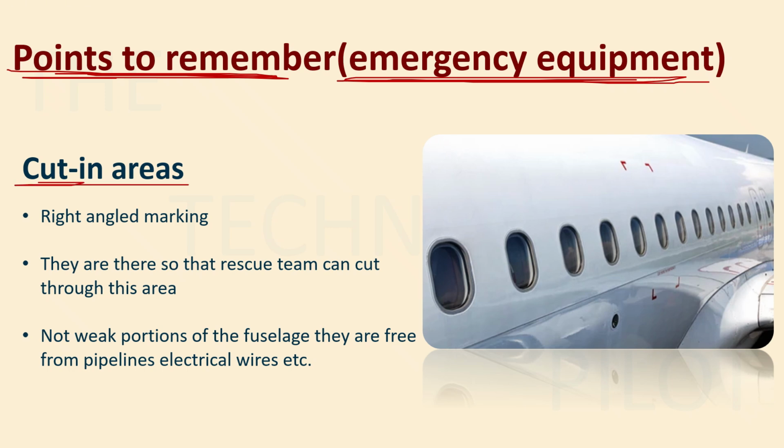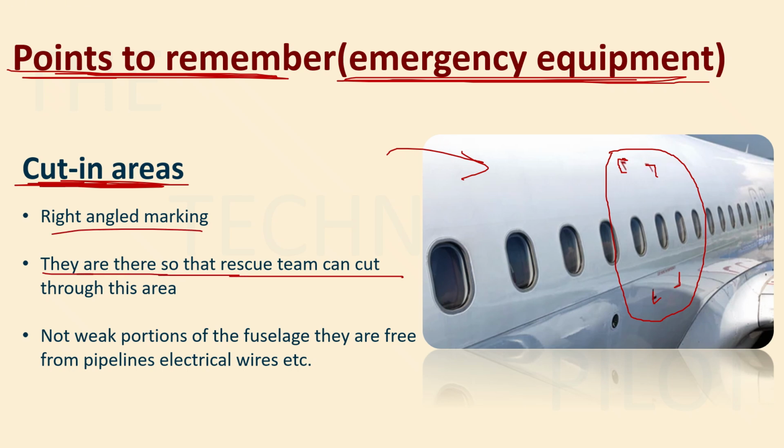Firstly, we have the cut-in areas. There are some areas that are marked on the fuselage like this. You can see the right-angled shape over here. These are your cut-in areas. They are marked right-angled like this, right? And they are there so that the rescue team can cut through these areas from outside, in case they need to get in the aircraft to save people, obviously to save lives, right?